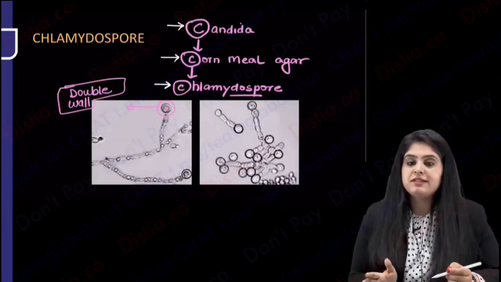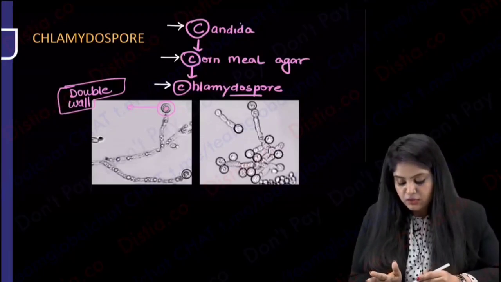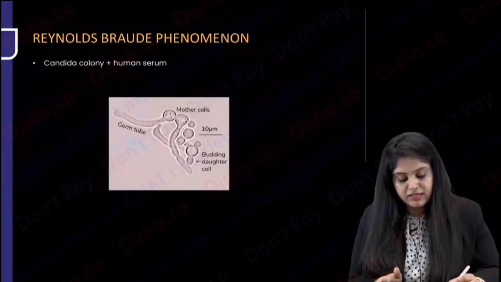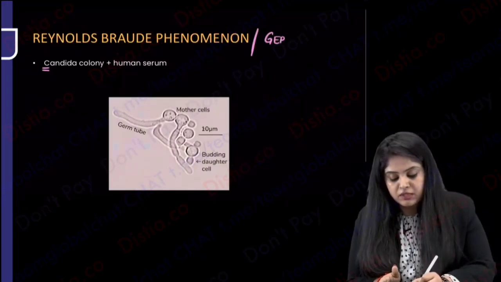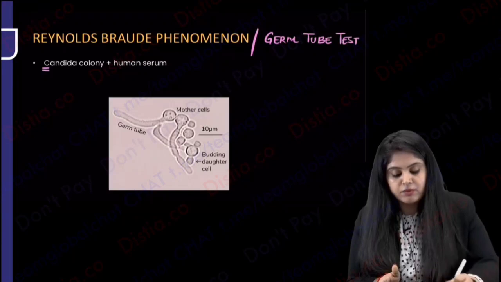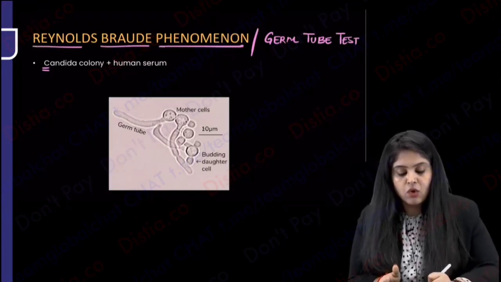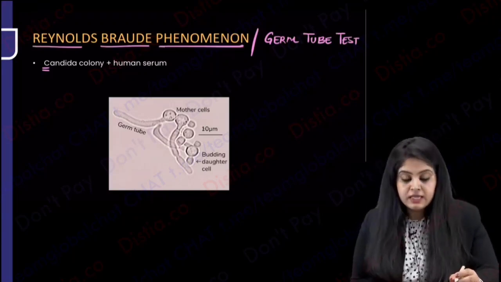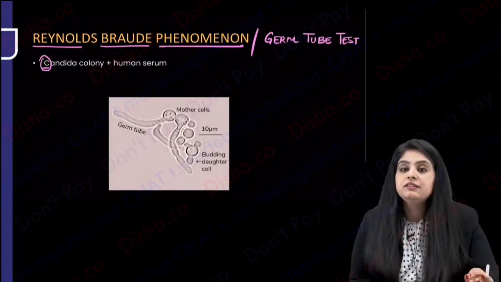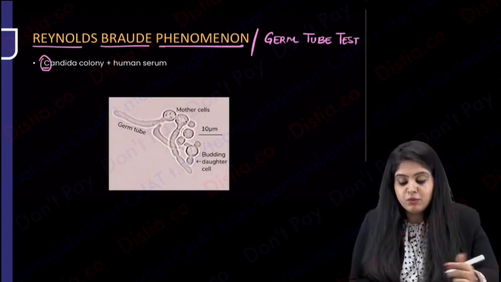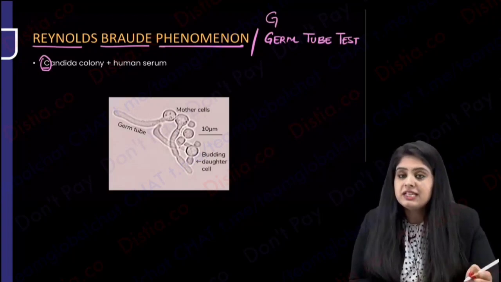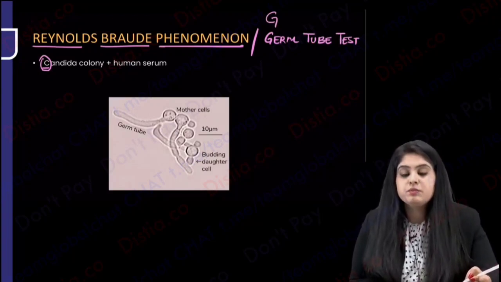There's one last test left. I'm going to change the C into slightly something. So this time the C is going to change into a G, and that is going to be the germ tube test. And what is the other name for a germ tube test? It is known as the Reynolds-Braude phenomenon. Repeating, C for Candida, C for chrome agar, C for cornmeal agar, C for chlamydospores. Now the C changes into a G, germ tube test or Reynolds-Braude phenomenon.